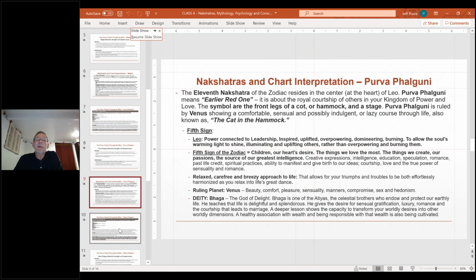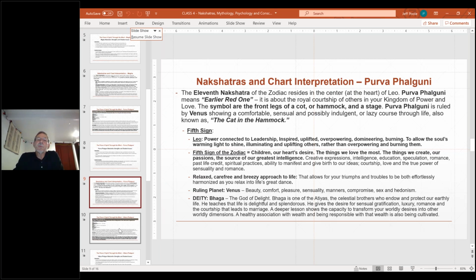So when we throw it all together, here we are in the 11th nakshatra of the zodiac, and this one sits at the heart of Leo. And as with the earlier red one, it means these are the dignitaries who were first part of the kingdom. They are the ones who came first. It's about the royal courtship of others in that kingdom of power and love, and knowing when to work and when to relax, when to meditate, and when to be active.